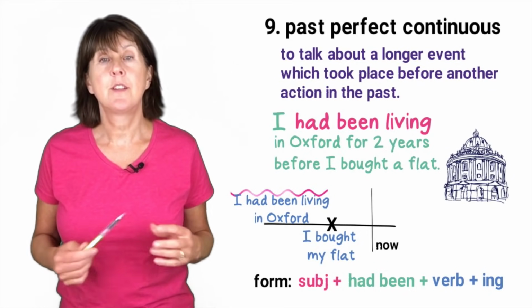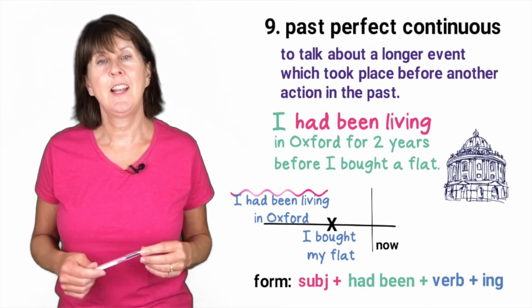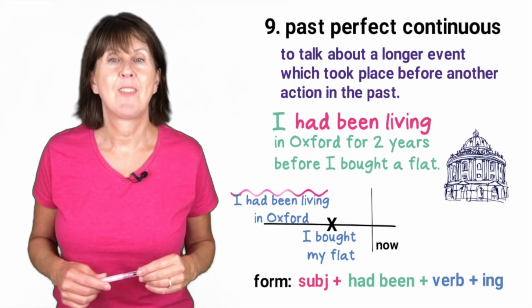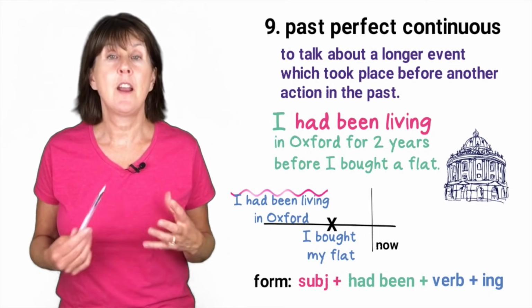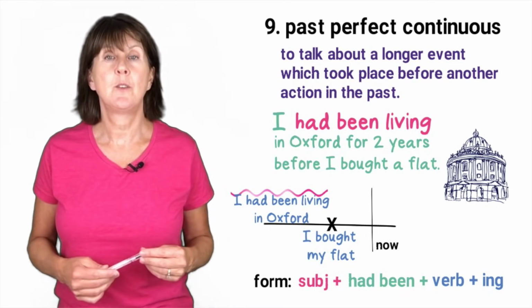Okay, now we're going to turn to the future tense in English. In English, there are 4 different ways to talk about the future. So it's often unlike your own language, and that's why it's good to know when to use which.